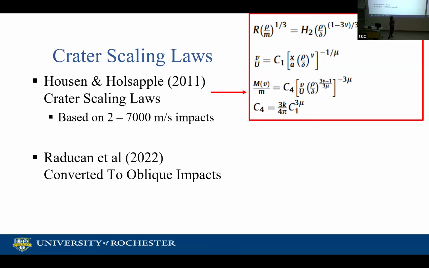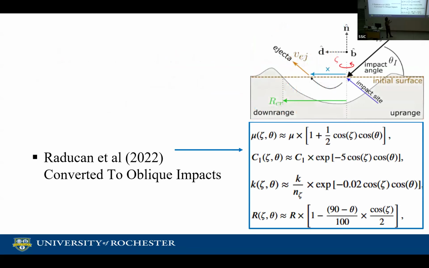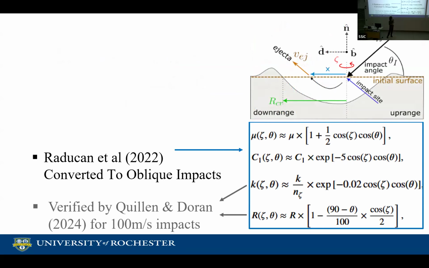In 2022, Radican et al. converted these into oblique impacts. So these are the same functions as above from Housen and Holsapple, except there are these zeta and theta terms that they add in, where theta is the impact angle of the projectile coming in, and zeta is the azimuthal angle around the crater. These K and R equations were verified in 2024 by Quillen and Duran for low velocity impacts. And low velocity impacts specifically are what I'm interested in as well.